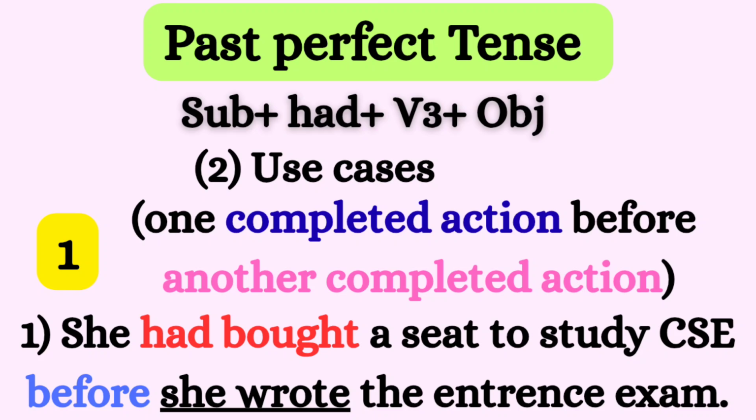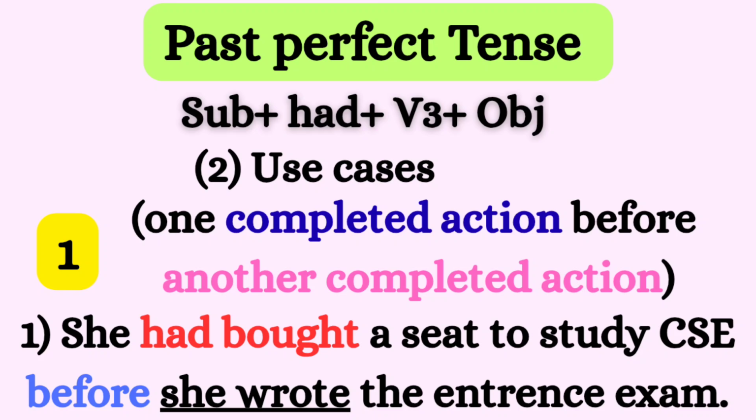She had bought a seat in a college to study CSC, computer science, before she wrote the entrance exam. The first happened action is she had bought a seat. The second action, she wrote the entrance exam. I hope this is clear.